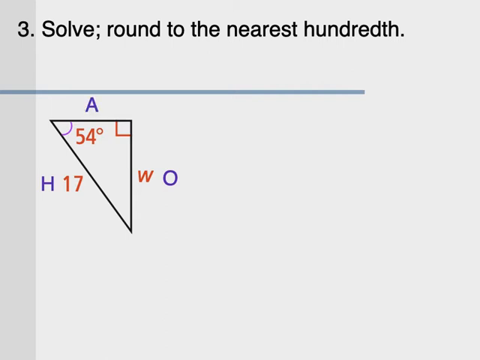Now, here's a quick tip. If you have a side that has no variable or number on it, it's just a blank side, cross it out, because you know that you can't use that side at all. So the adjacent side's completely ruled out. That helps you realize that to solve this one, you need to use the trig ratio that has O and H in it. If you said sine, well done.